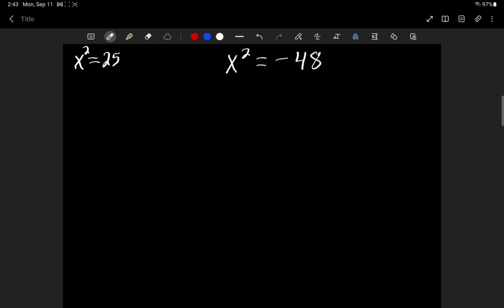And since this is a square, an even number, this value, we can't have a negative value. It won't work. This has no solution. So this one we would say has no solution.